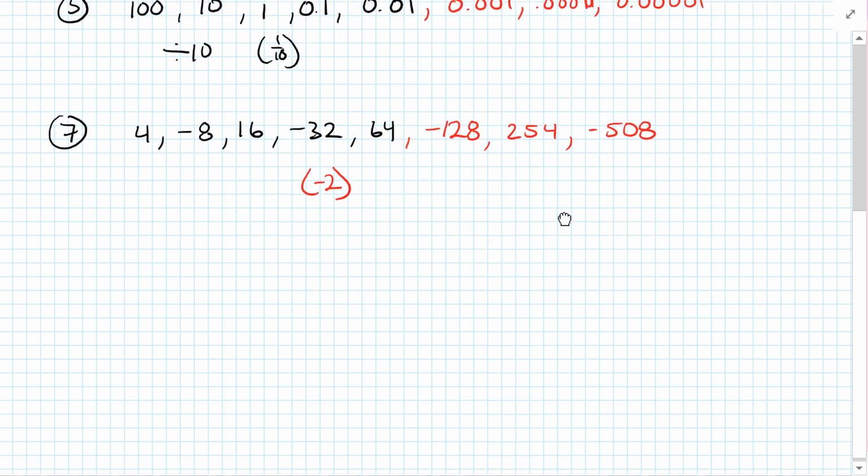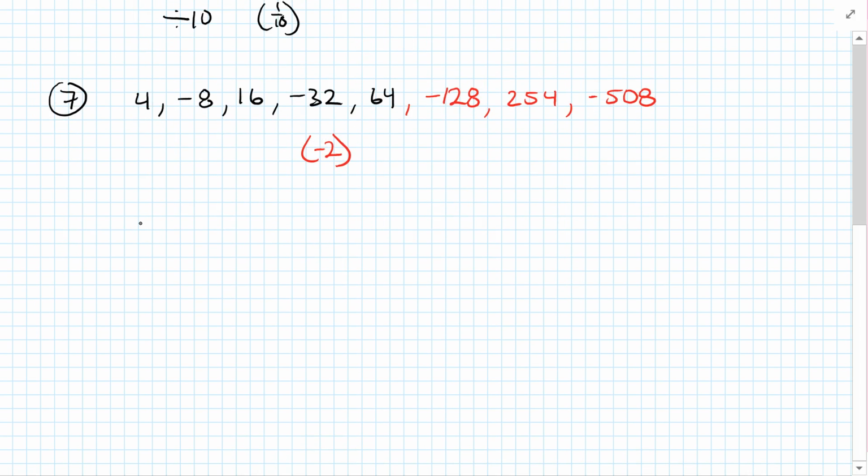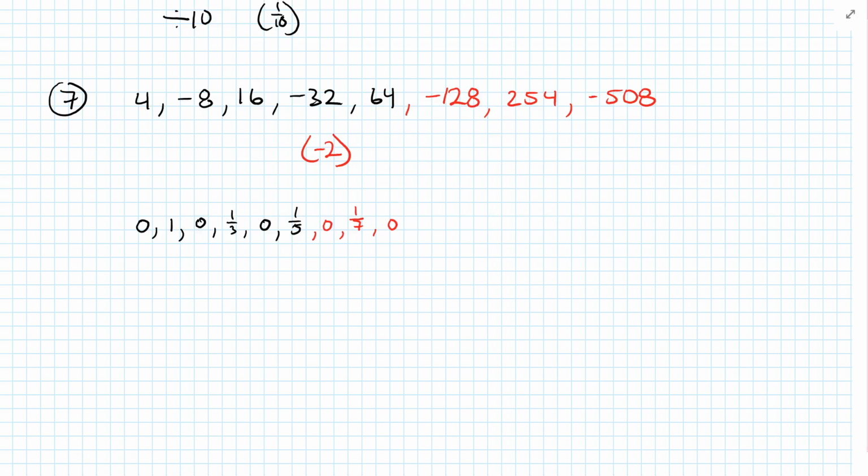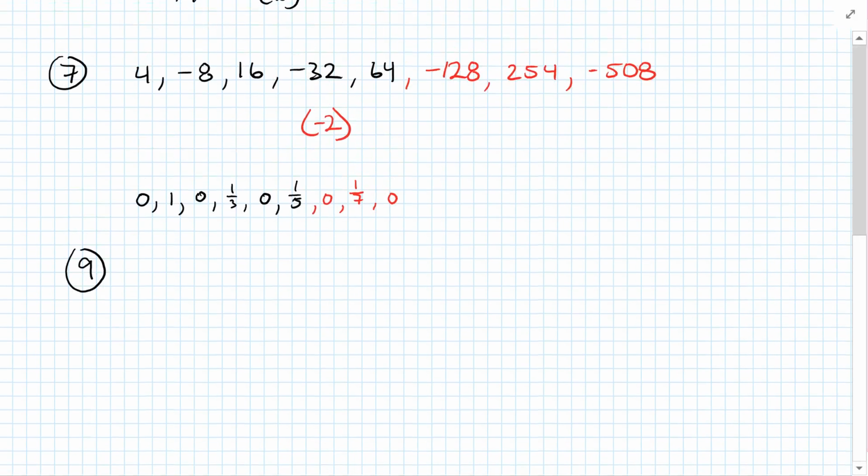Number 9. The pattern looks like this: 0, 1, 0, 1/3, 0, 1/5. Okay, looks like we're alternating between 0 and 1 over the next odd number. 0, so those would be the next three terms. So that was number 9, sorry.